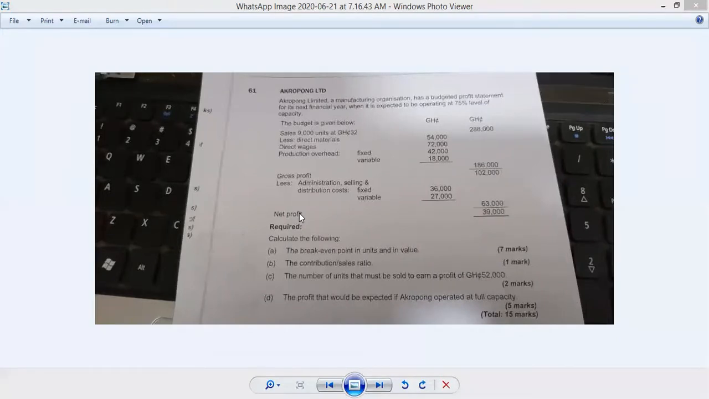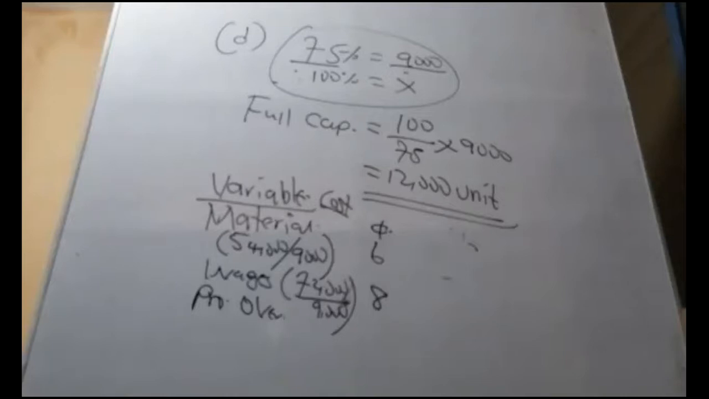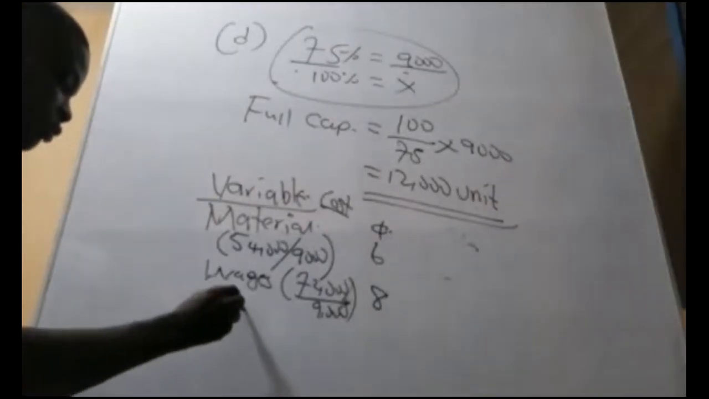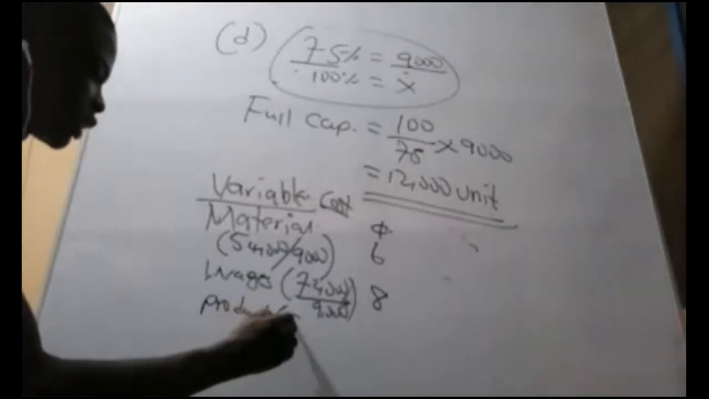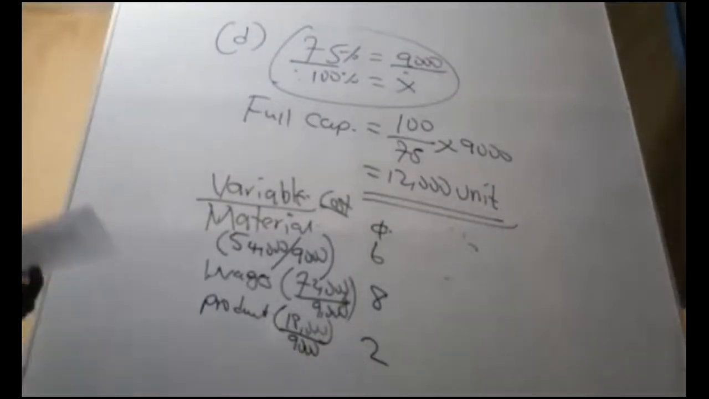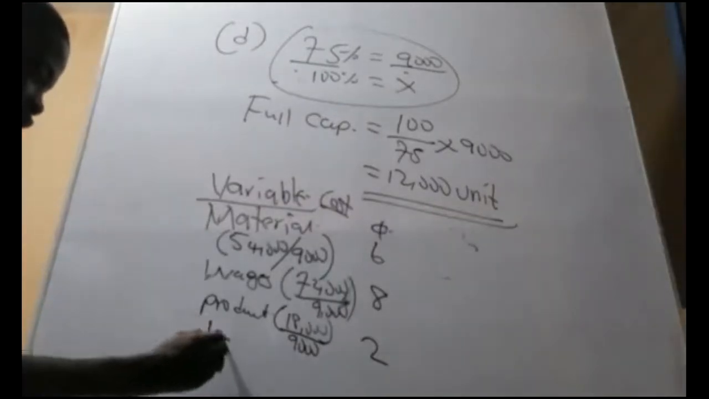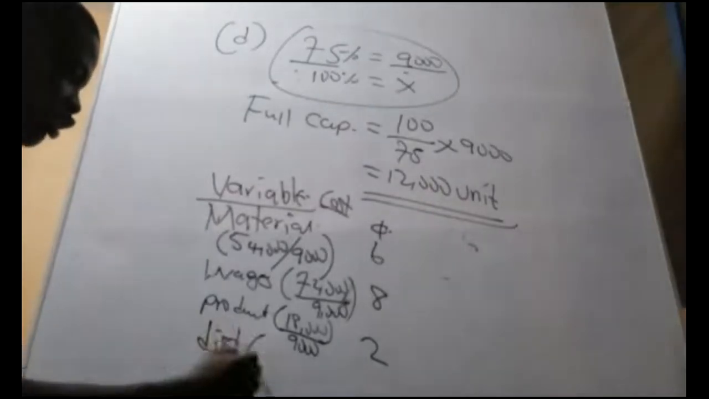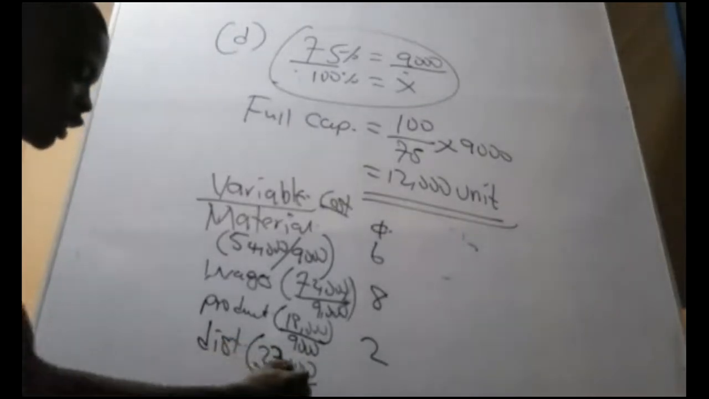The production overhead. Let's go to the board. So the production overhead is 18,000, so 18,000 divided by 9,000. That will give us 2 cedi. Then what again? Distribution. What is the distribution? The variable distribution cost. So when you get it, distribution is 27,000 divided by 9,000.